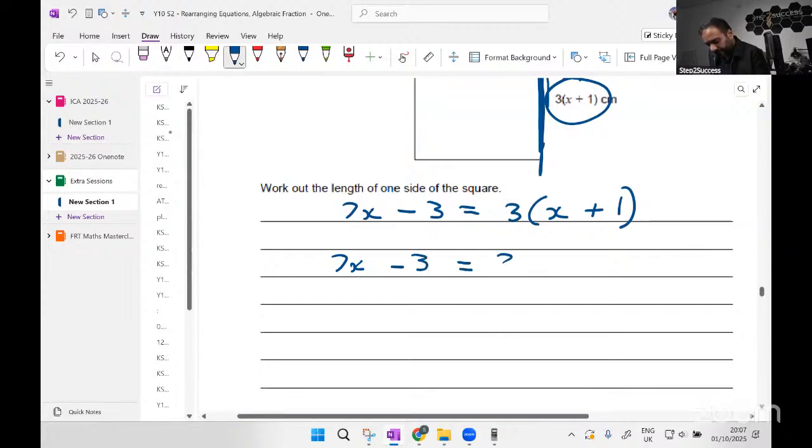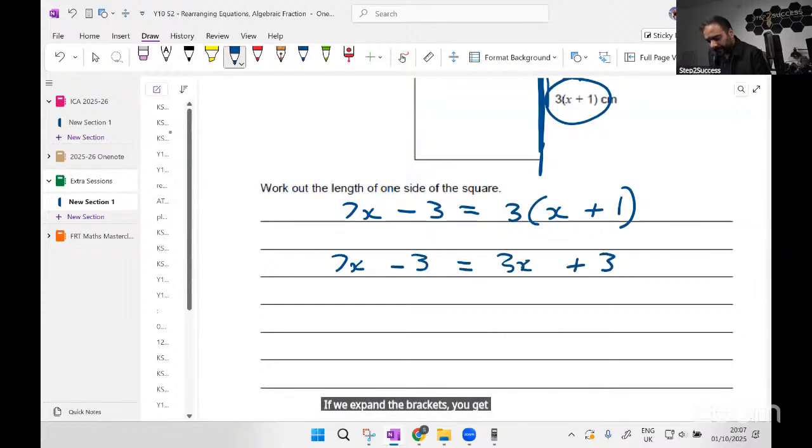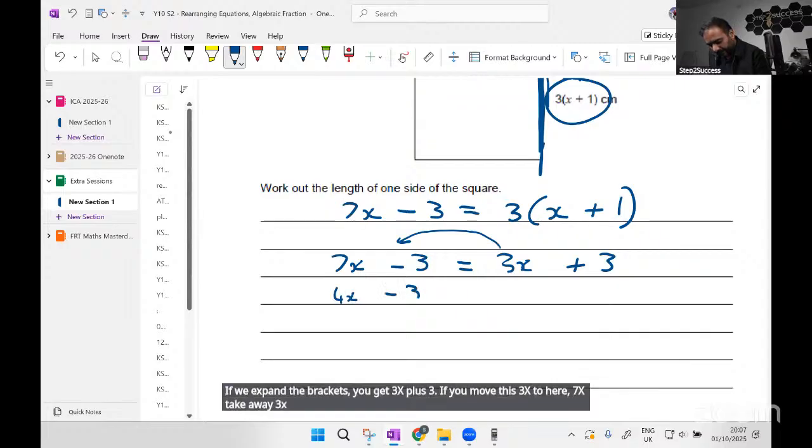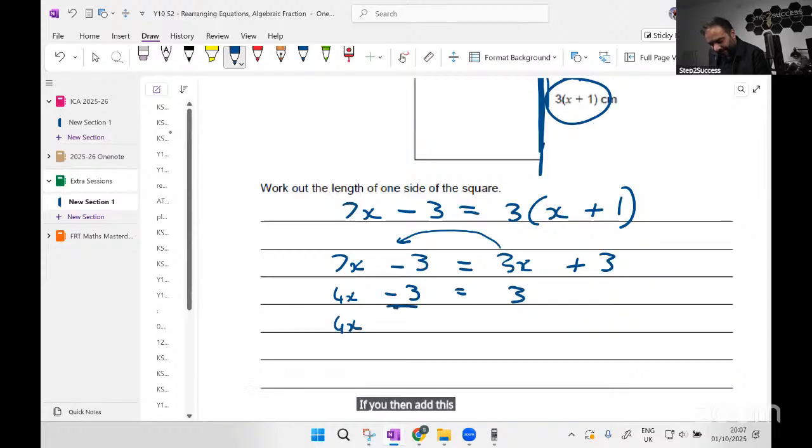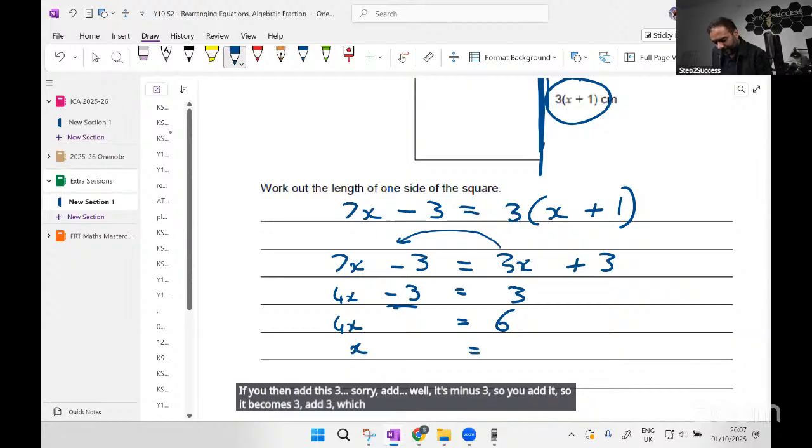If we expand the brackets, you get 3x plus 3. If you move this 3x to here, 7x take away 3x is 4x. If you then add this 3, well, it's minus 3, so you add it. So it becomes 3 add 3, which is 6. And you then get 6 over 4. 6 over 4 is 3 over 2, or 1.5.